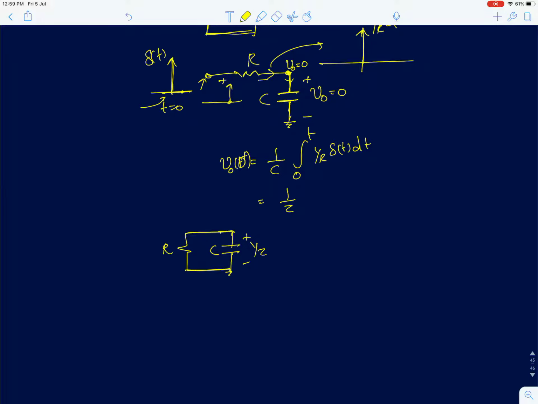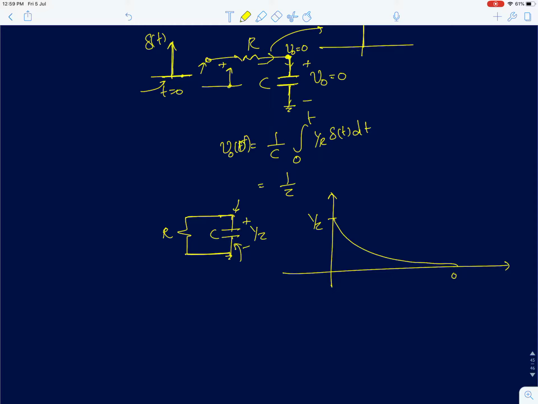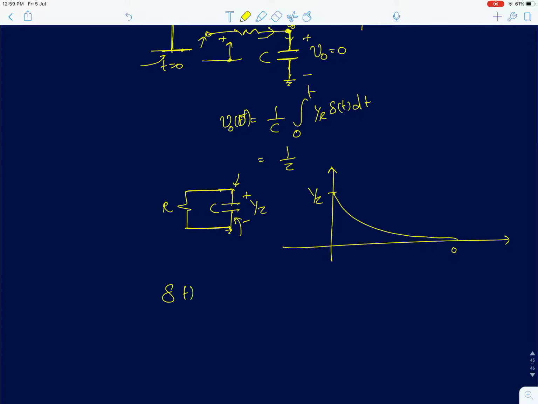Now this is again a simple discharging circuit. The resistor will discharge the capacitor until the potential difference between the two plates goes to 0. Again it's a first order system, the initial condition is 1 by tau, the final value is 0, so it will just decay down like this. So when I feed an impulse to a first order system, the output of this system is 1 by tau e power minus t upon tau into u of t.